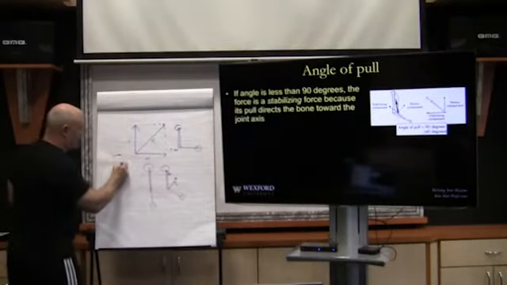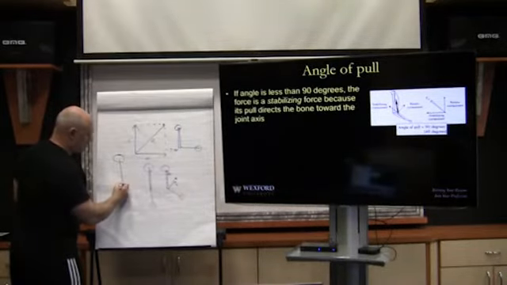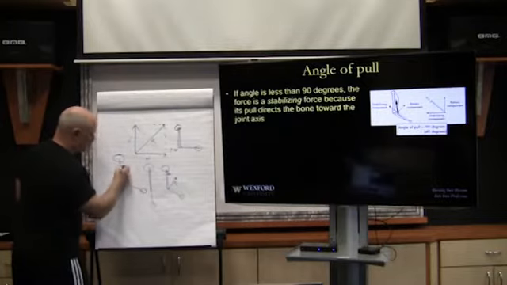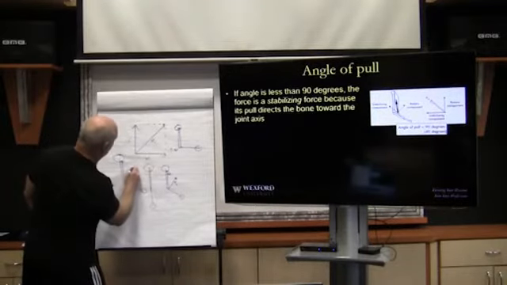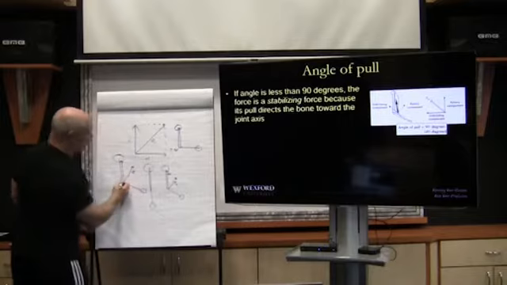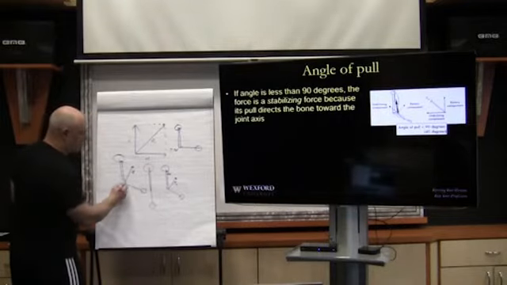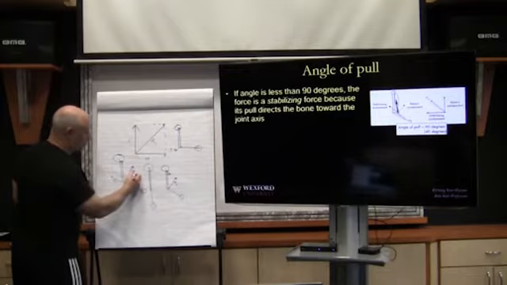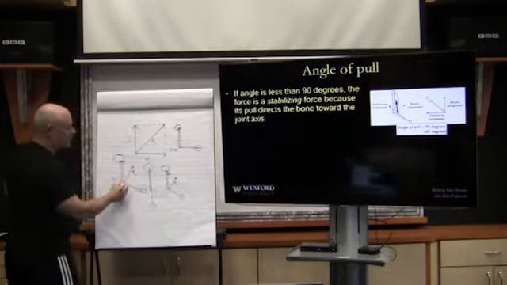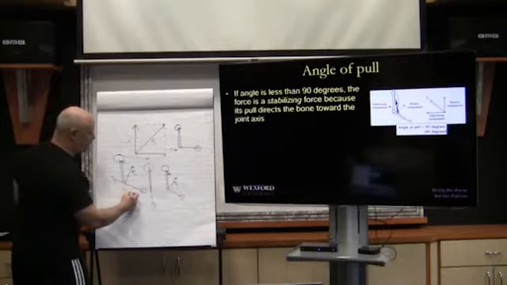So if we look over here, here's the force of the muscle. We have at 90 degrees a rotary component. And if you look at that muscle pulling this way, it's pulling the bone into the joint. So therefore, we have a stabilizing effect. There's a stabilizing force. Here's the rotary force, here's the muscular force, so it's pulling it in. And that's at angles of less than 90 degrees.